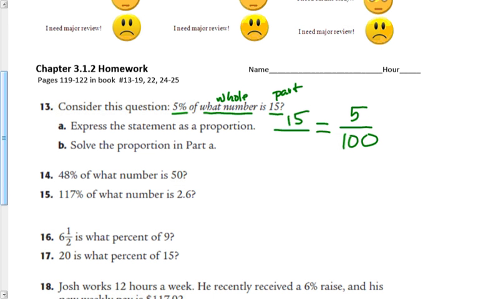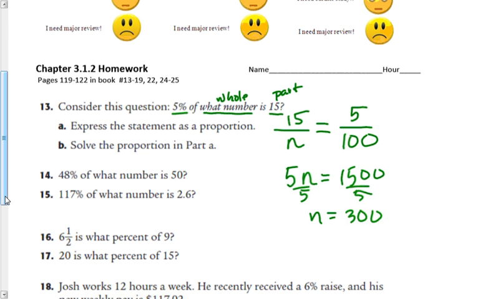So 15 goes on top. Our missing number goes at the bottom. Using cross products, we get 5 times n is equal to 50 times 100, which is 1500. We're going to divide by 5, and we get n equals 300. So the answer to that one is 300.